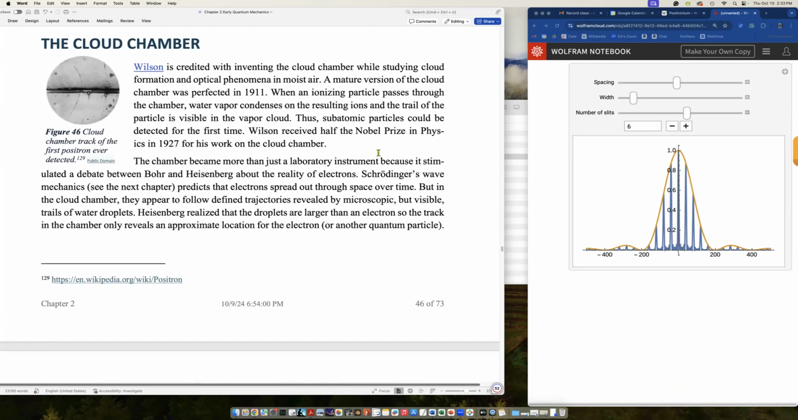Another piece of evidence for particle-like behavior was the cloud chamber, which was invented in 1911 or something. This is a track of the first positron, the positive counterpart of the electron. First positron ever detected was detected in a cloud chamber. So the idea of the cloud chamber is not unlike the conditions that you see when an airplane flies over and a vapor trail appears behind the airplane.